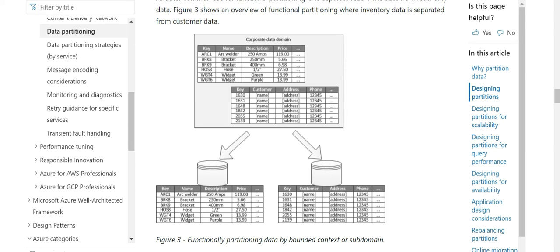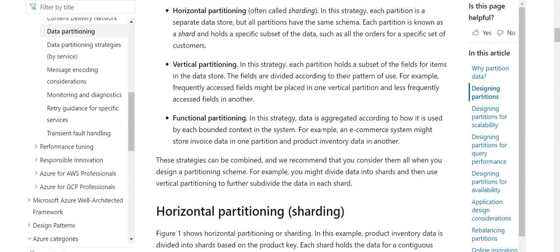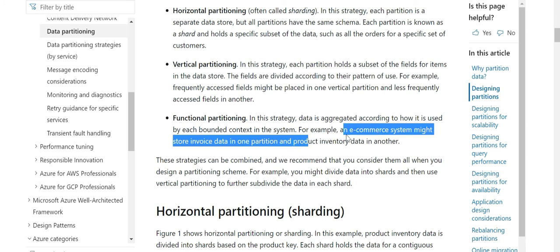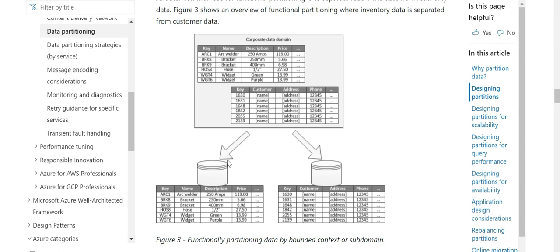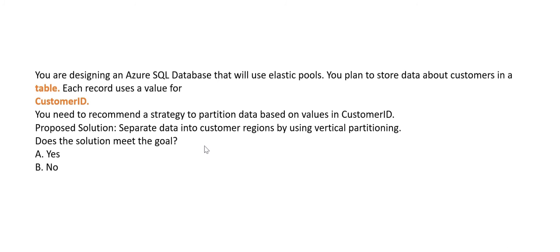So just to explain it better, functional partitioning: suppose you have an e-commerce system, you store the invoice data in one partition and product inventory data in another partition. So you're storing the invoice data, suppose this is invoice data, in one partition and product inventory data in another partition. So if you see this proposed solution, the question is asking you to provide a strategy to partition the data based on the values in customer ID. And the solution says separate the data into customer regions by using vertical partitioning.